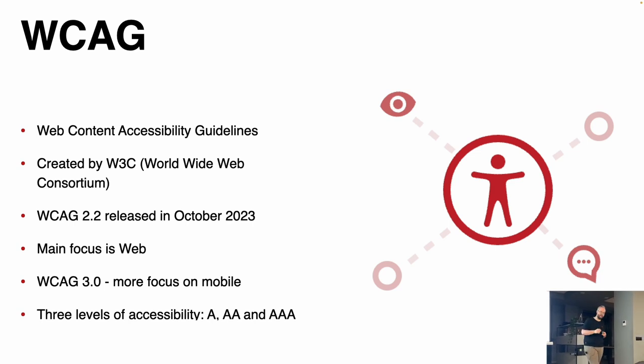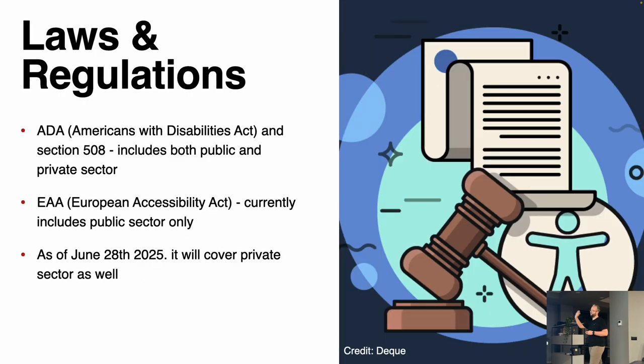These rules are very detailed. We will not discuss them today. We simply do not have enough time, but it's important to know that at its core, they separate into three classes, so A, AA, or AAA, with AAA being the most accessible. And AA, the class AA, is determined by most laws to be enough for a digital product to be considered accessible. Now, in America, the Americans with Disabilities Act already states that all public and private sector products need to be fully accessible by the AA standard.